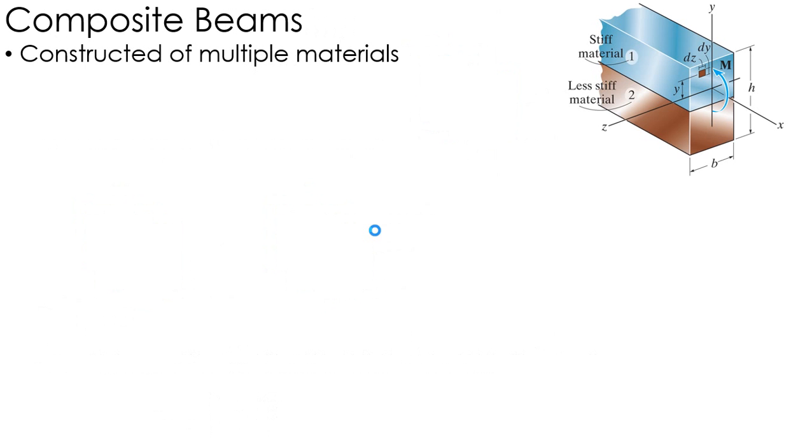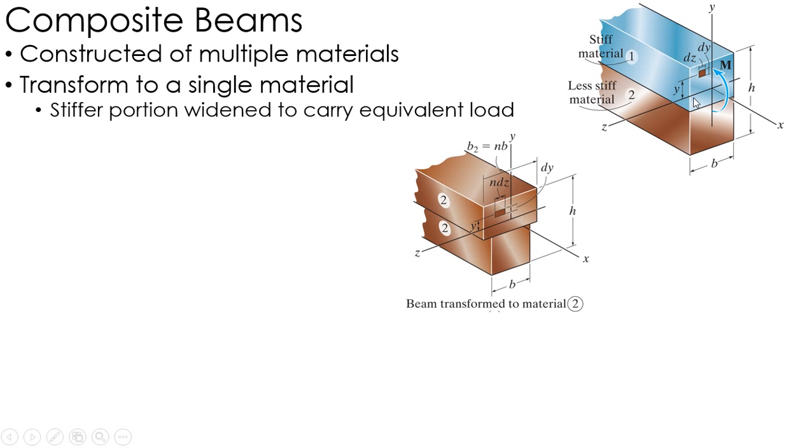The second thing we're going to talk about is a composite beam, and this is a beam that's constructed of multiple materials like I have here. So I have two separate materials, a less stiff and a stiff material there. And the way we do this is we basically transform it into a single material. Now the stiffer portion has to be widened so that it can carry an equivalent load. So effectively, because it's stiffer, if I'm going to make this all the less stiff material, then the stiffer material portion has to be wider so that it can hold the same amount of load that the stiff material held.